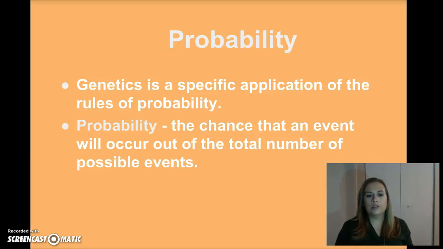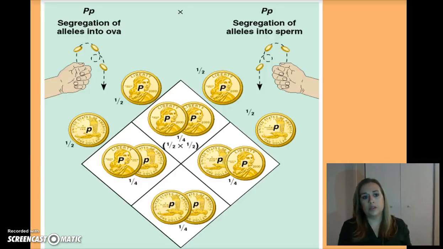So when we're doing all of this, what we're talking about is not a guarantee of the offspring that you are going to be seeing. What we're talking about is a probability of what you could see by a certain cross. So genetics is a specific application of the rules of probability. And probability is the chance that an event will occur out of the total number of possible events. Okay, so when we say it's a 9 to 3 to 3 to 1 ratio, we are not guaranteeing that if you have 16 offspring, 9 will look like this, 3 will look like this, 3 will look like this, and 1 will look like this. What we're saying is this is essentially the odds of getting a certain phenotype.